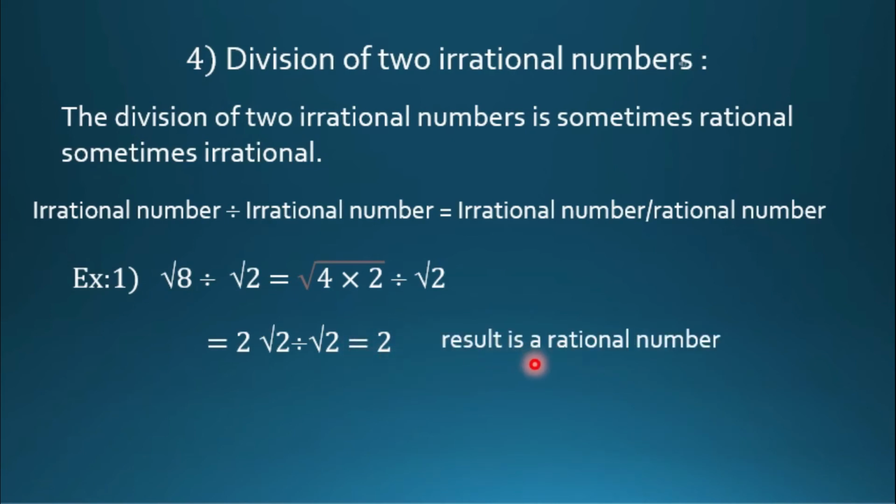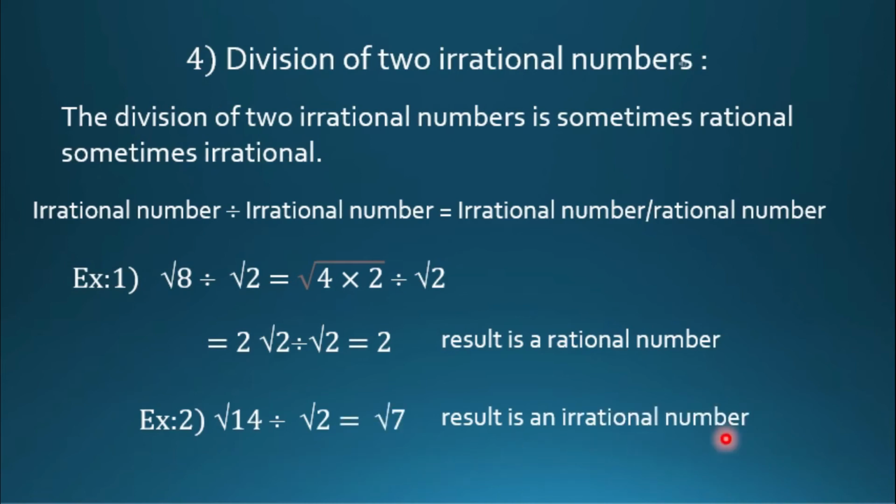Another example. Square root of 14 divided by square root of 2 is equal to square root of 7. The result is an irrational number. I hope it is clear to you.